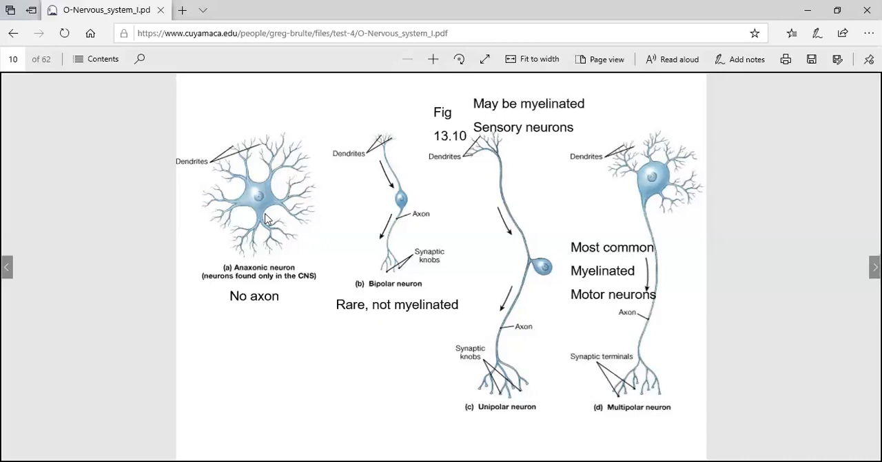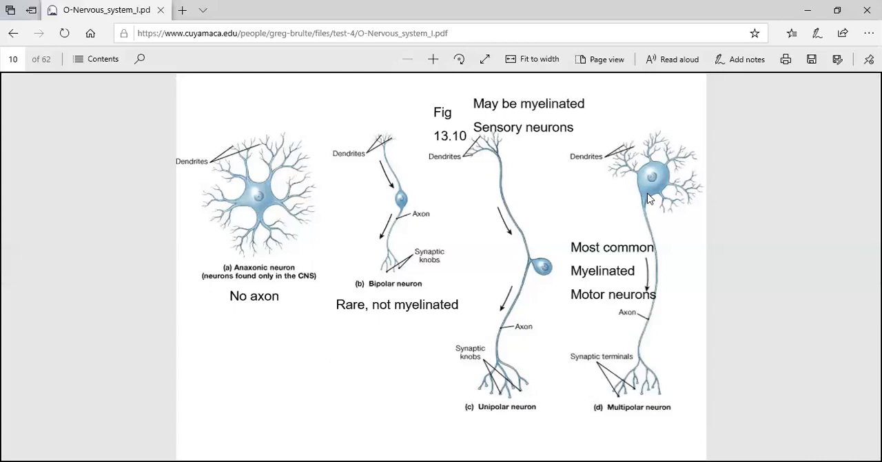What does this guy do all day long? This is the one chance you get on a test. If I ask you, you can answer, I don't know. And you get it right. Because I don't think anyone knows what these guys do. There's some theories, but all they have are dendrites. There's no axons. It's crazy. I don't know. But they're only in the CNS. I could ask that. Where are they found? Only in the CNS. What do they do? I don't know.